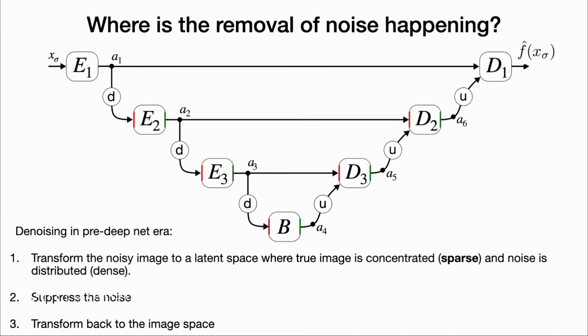In order to do that, we look at the literature for inspiration in signal processing. We see that most of the time, we can describe denoising as a transformation that takes the image into a space where the signal is more concentrated, but the noise is distributed. And then there is some shrinkage function, so the noise is suppressed, and then we go back to the actual original space.